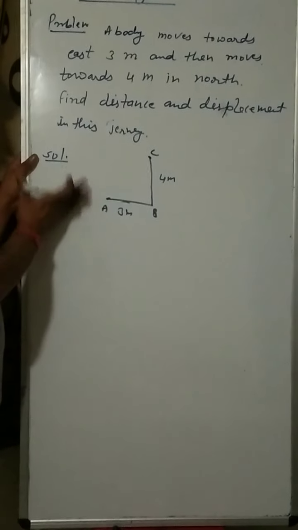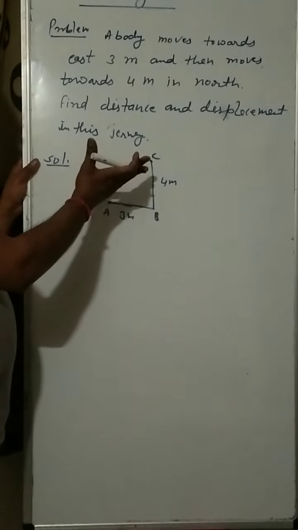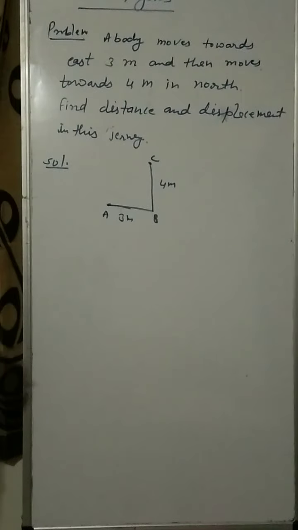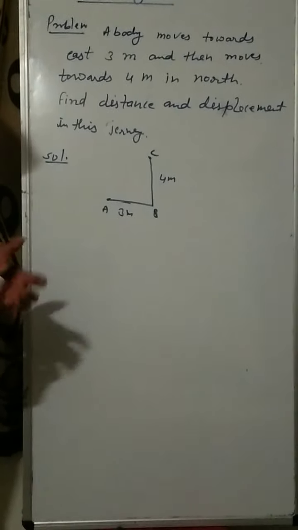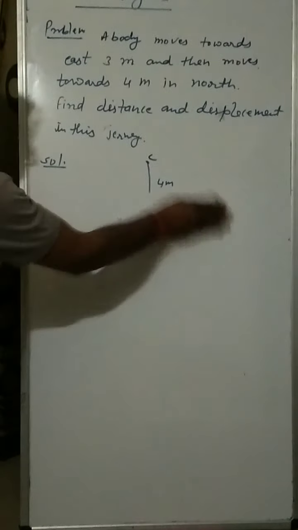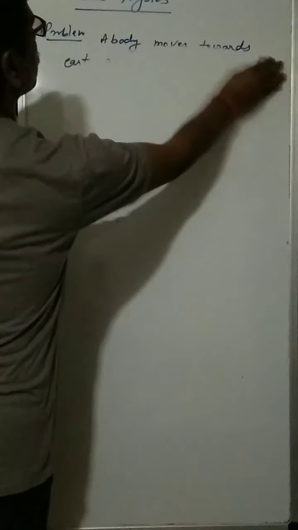Already I have told you, distance is the total length of the path, and displacement is the shortest distance between the initial point and the last point. Okay. Now I am going to start the next topic.